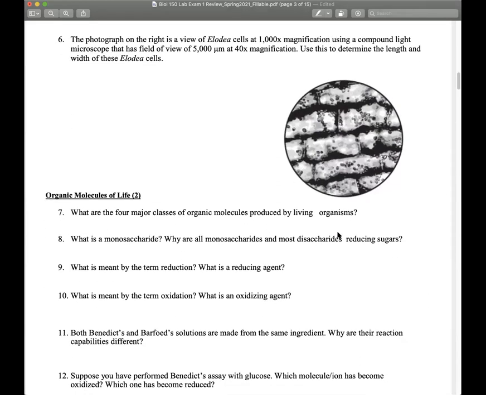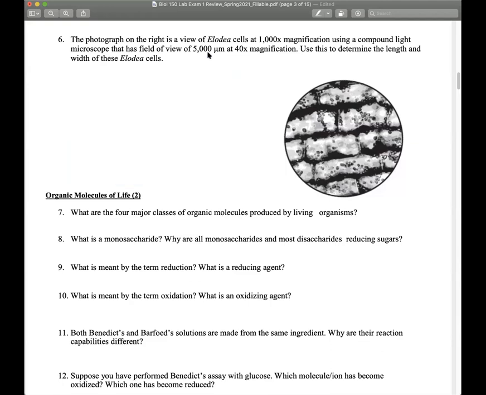All right, now we're given a little image of these Elodea, these aquatic plant cells. It tells us it's at 1,000 magnification, and this is using a microscope that has a field of view of 5,000 micrometers at 40x magnification. We are to use this information to determine the size of these cells. So the first thing we need to do is figure out the field of view. How far is this across?